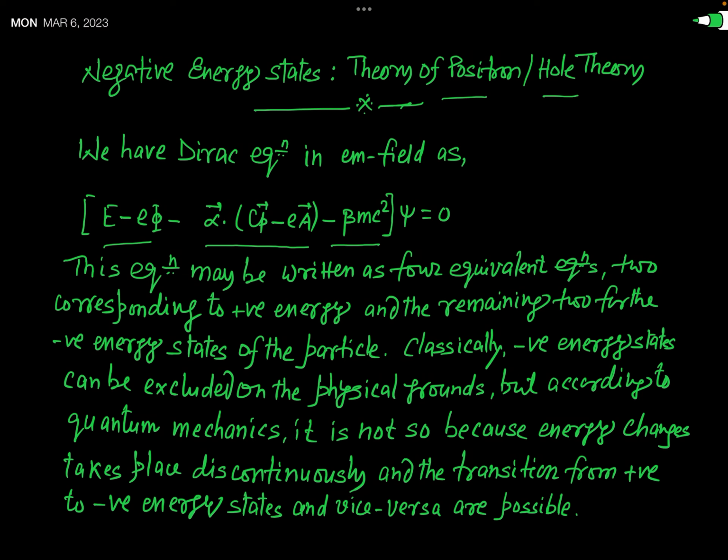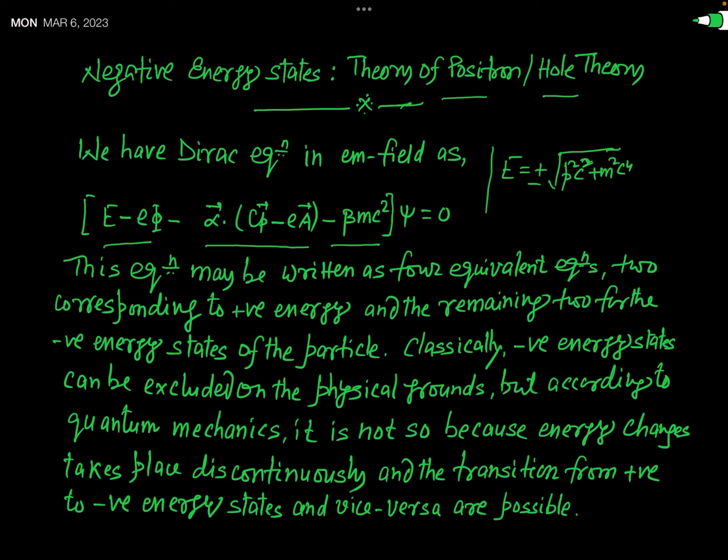Now you know that the relativistic energy E is given like this: plus or minus the square root of p²c² plus m²c⁴. And so the energy may have both positive and negative values. In fact, our aim in the present lecture is to explain these negative energy states on the basis of Dirac theory.